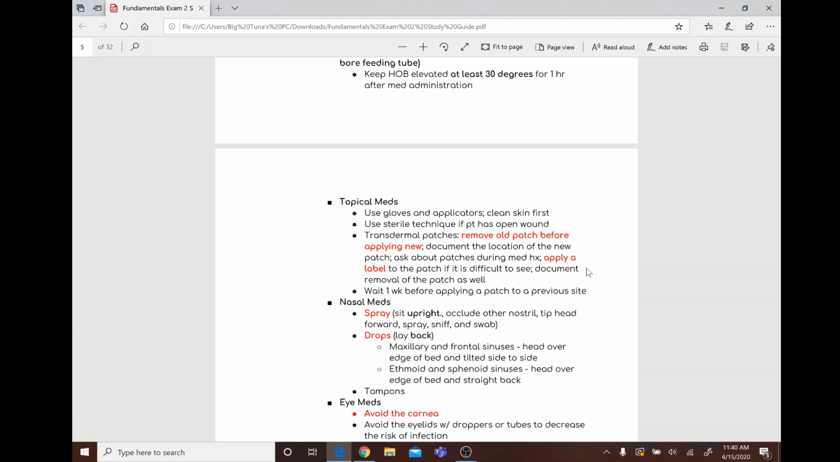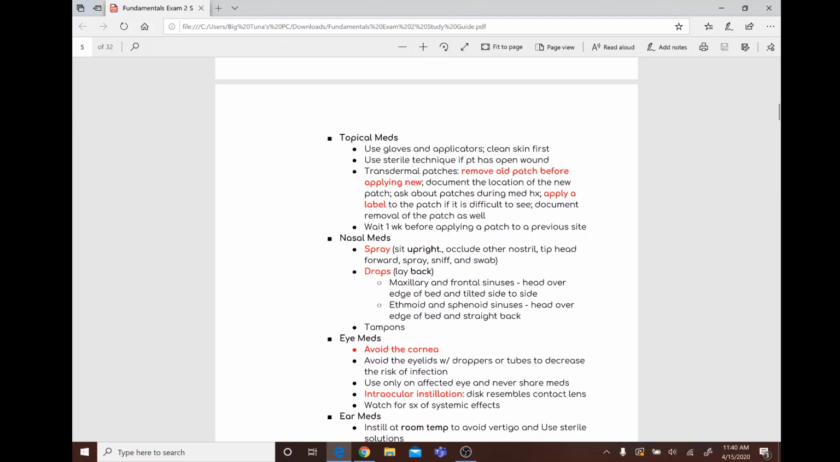What about transdermal patches? Remove the old patch before applying the new patch. Document the location of the new patch. Ask about patches during medication history. Apply a label to the patch. If it's difficult to see, document removal of the patch as well. Wait 1 week before applying a new patch to the previous site.